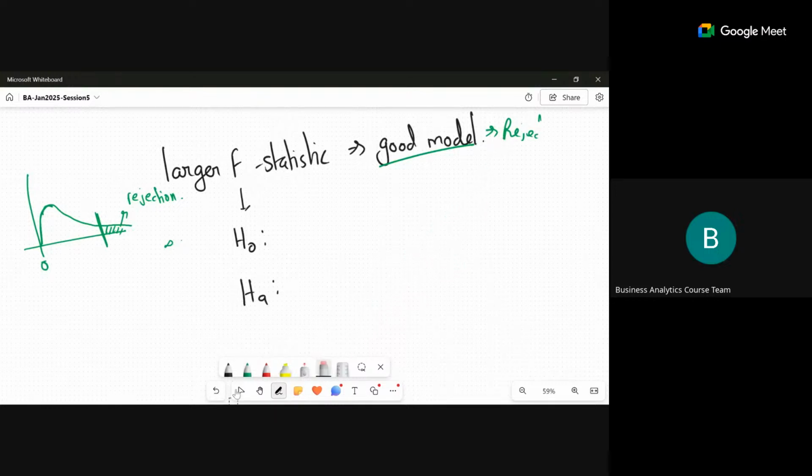Sorry about that. So when I say good model, I must reject H naught. So H naught in regression basically means the model is insignificant.